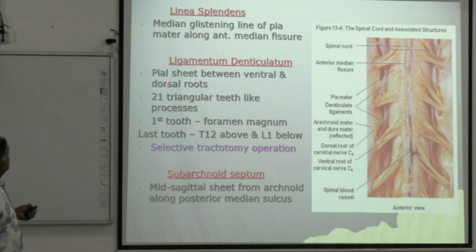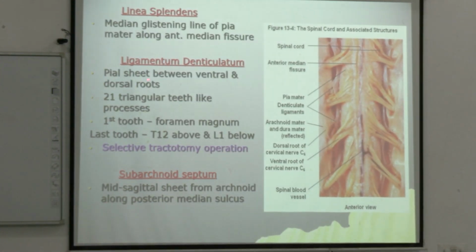Now, the ligamentum denticulatum, this could be a short note. Pial sheet between ventral and dorsal roots. 21 triangular teeth-like processes. First tooth is at the foramen magnum. Last tooth is between T12 and L1. This is the ligamentum denticulatum and its description. Subarachnoid septum: mid-sagittal sheath from the arachnoid along the posterior median sulcus.